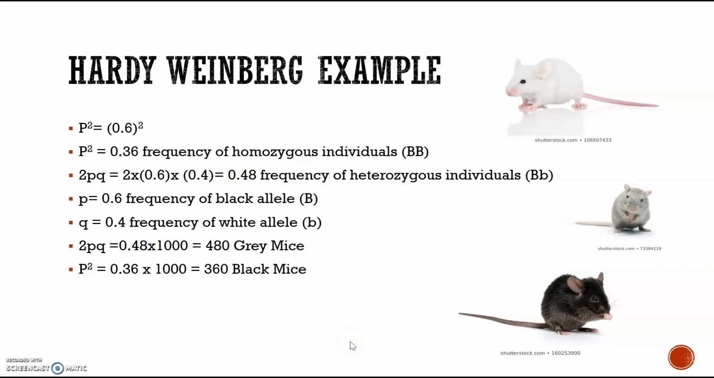If we then go into this population and we count them up and they are not in those ratios, there's more gray mice or more black mice than we predicted, that tells us that this population might not be at equilibrium, and there may be some sort of selective pressure on this allele or something else going on there. So that is the Hardy-Weinberg principle and equation, and an example of how it's used.